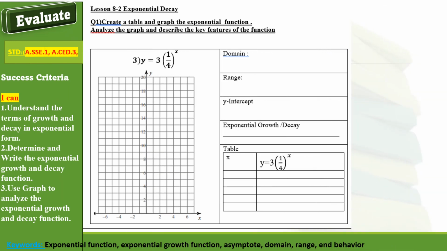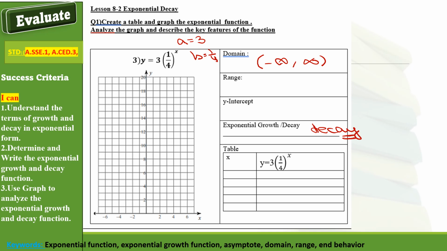Here is another function which you have to graph. Now, if you look closely at the graph, you will see that the A value is 3, whereas the B is 1 by 4, which is 0.25, which means that it is the decay function. It shows the decay. Now, the domain for all the exponential functions is all real numbers, which means negative infinity till positive infinity, meaning whatever the value of x you substitute, you will get an answer.